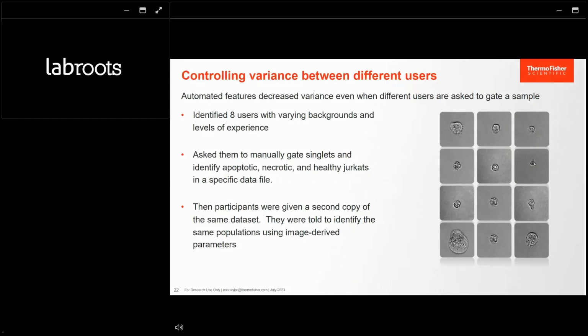These people were asked to manually gate singlets and identify apoptotic, necrotic, and healthy Jurkats in a specific data file. This was the file that you saw earlier, which my colleague Kevin had used to identify her own variation in manual gating day to day. And then after they manually gated the singlets and identified these populations, they were given a second copy of that data set and asked to identify the same populations, but this time given instructions using image-derived parameters.